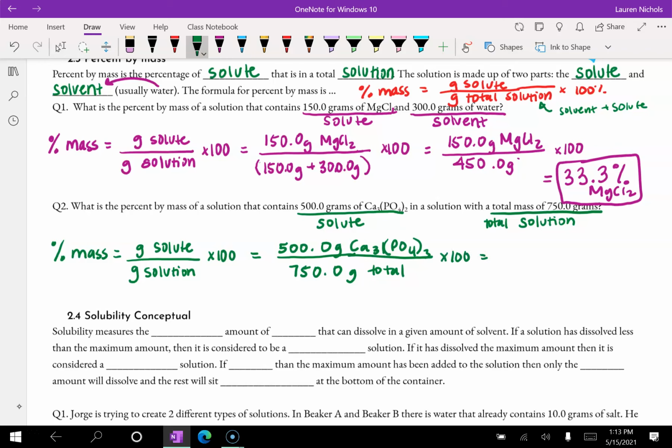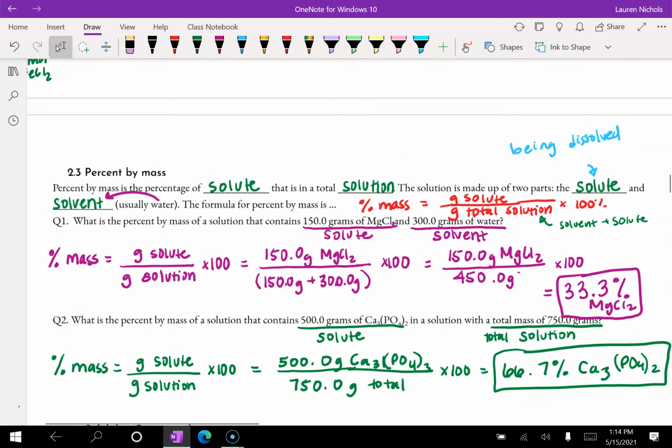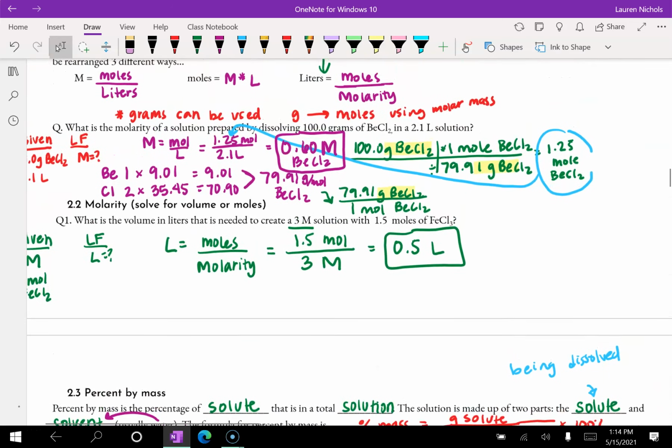And so again, we do this in our calculator. We divide first. So 500 divided by 750 times 100 gives us 66.7% calcium phosphate. That's a lot of calcium phosphate. It's a very large percentage. And so that concludes pretty much the math portion of Unit 2.